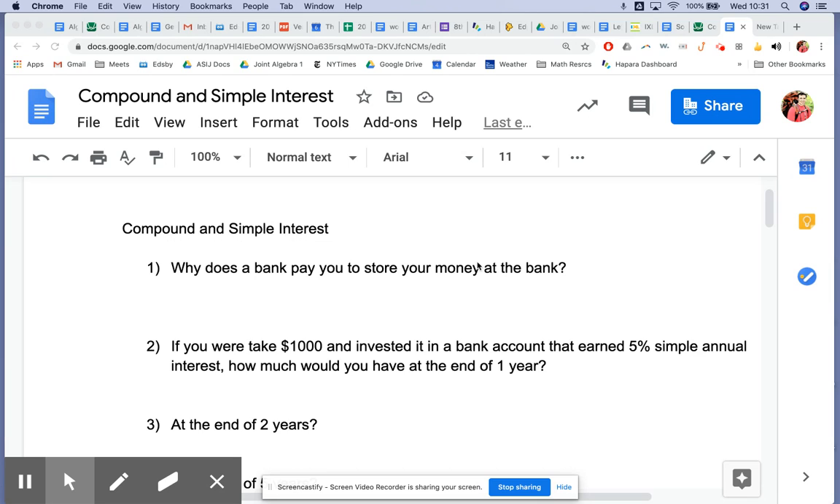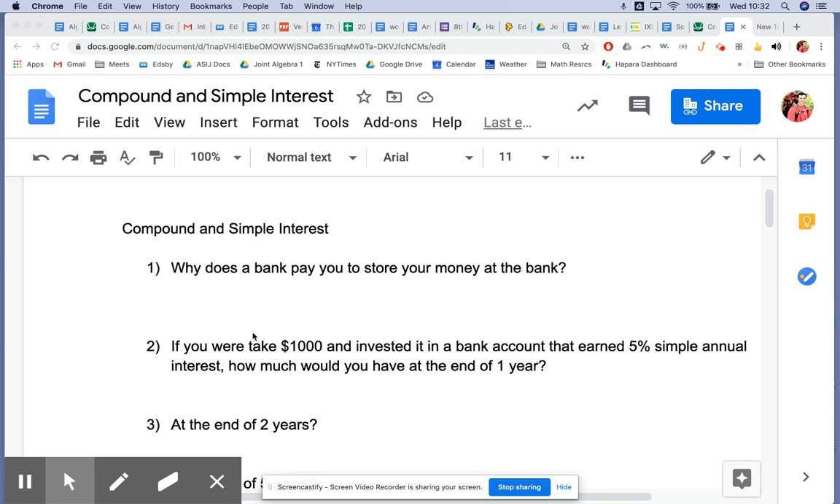First thing we want to think about for this idea of interest is, why does a bank pay you to store your money at the bank? Maybe you don't know this because actually the interest rates in Japan are so low that it hardly seems like they're paying any money. But basically, the reason a bank pays you to store your money is they take your money and then they lend it out at a higher rate than they pay you, and they can make some money off of that. So that's why the banks want you to store your money at the bank, so they can use it to lend it out to other people and make some money off of your money.